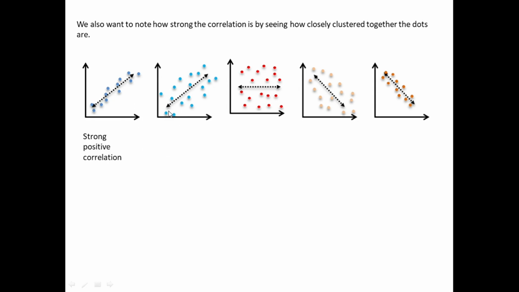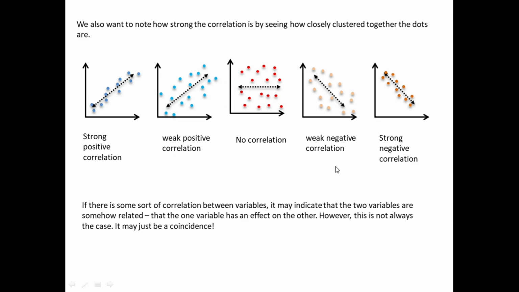This next one, the dots do seem to be forming a line with a positive gradient, but they're much more spread out. So we would call that a weak positive correlation. This scatter plot in the middle, there's no correlation. The dots are all over the place. This scatter plot over here, the dots are still forming a negative line, but they're quite spread out, so that would be a weak negative correlation. And finally, we have a negative correlation with all the dots pretty closely clustered onto the line, which makes it a strong negative correlation.